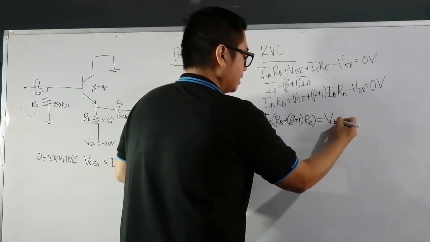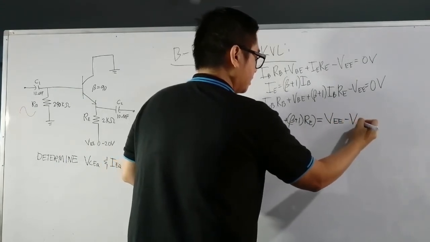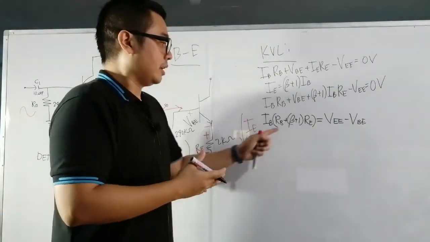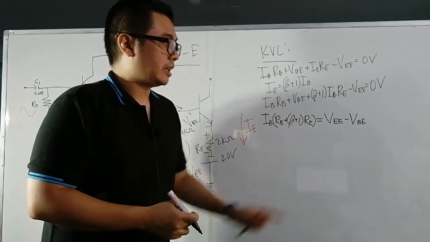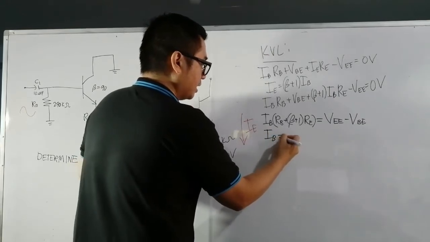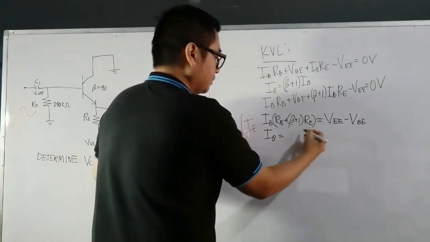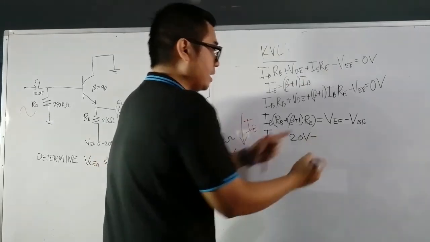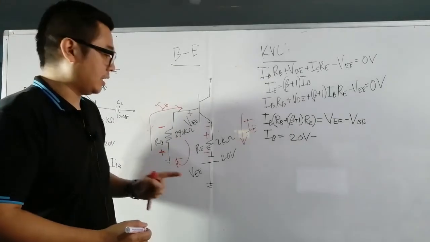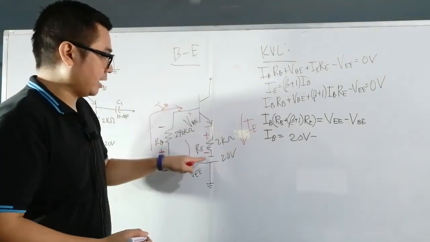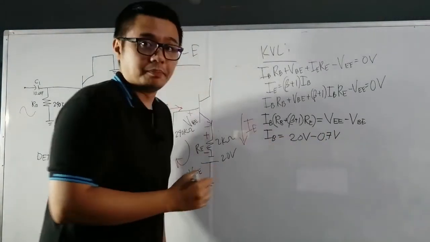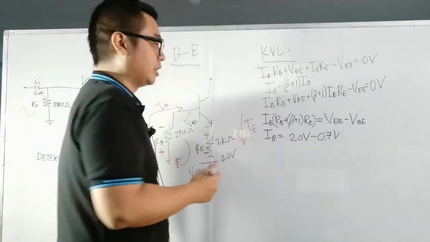So, we have VEE minus VBE. Now, we can substitute the values for the given resistances, the given beta, the given voltages. Right, so we have IB equals VEE, which is 20 volts, minus VBE, which is 0.7. Bakit? Kasi naka-forward bias yung base and emitter junction natin. So positive to P-type and negative to N-type. Meron tayong 0.7 volt voltage drop between the base and emitter junction.